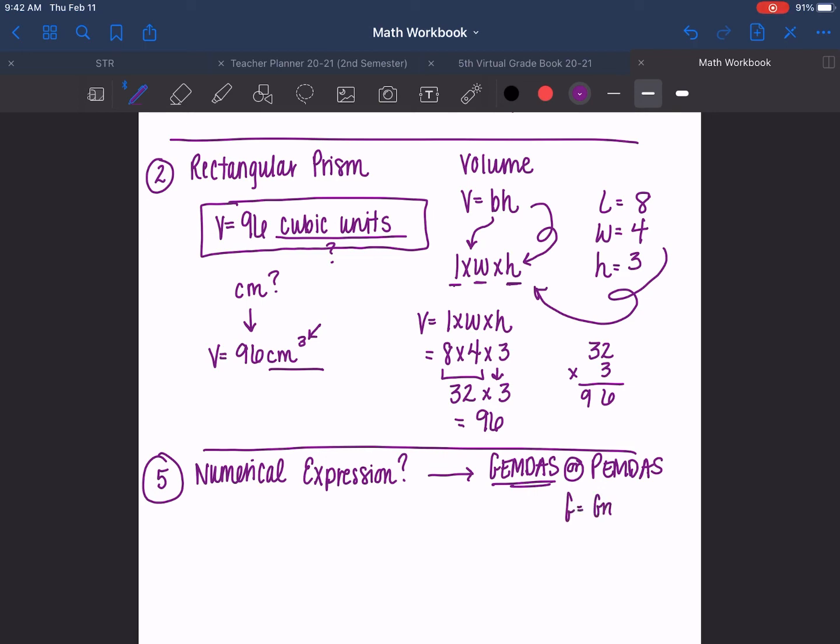The G stands for grouping. This is where your parentheses or your brackets are. We have E, which is your exponents. It's kind of like the little cube that you have up here, except it's typically next to a number and not a measurement. Our M stands for multiplication, D stands for division, A stands for addition, and S stands for subtraction.